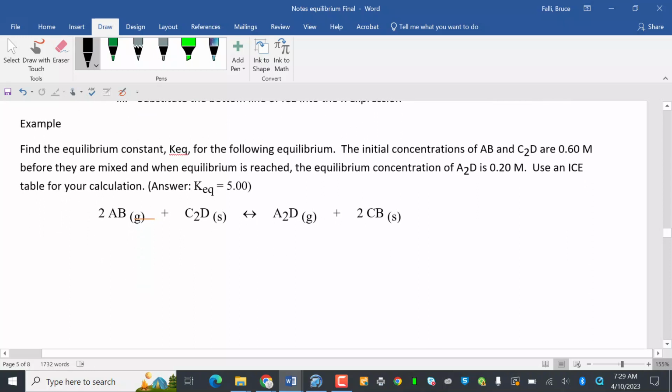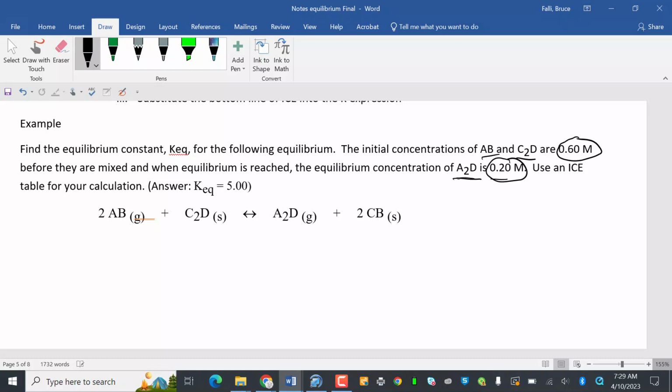Find the equilibrium constant Keq for the following equilibrium. The initial concentration of AB and C2D are 0.6 before they are mixed, and when equilibrium is reached, the equilibrium concentration of A2D is 0.2. So, you know me, I like to make sure I see my numbers. Use an ICE table for your calculation. So, ICE means I have an initial amount, change, equilibrium. Okay? Equilibrium could also be thought of as the end.